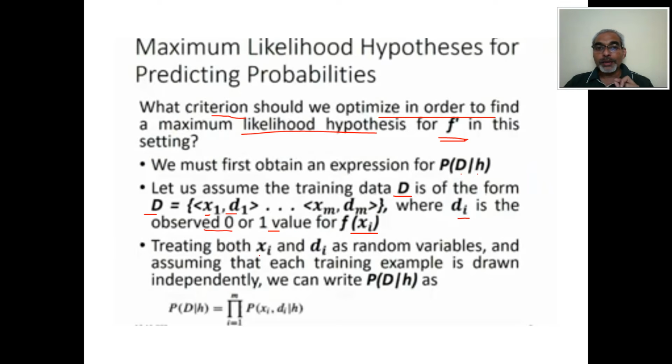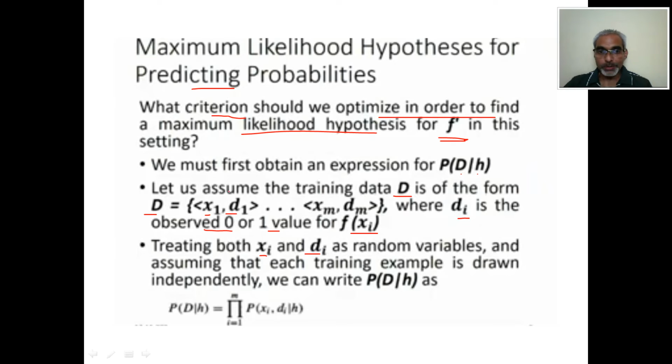Now we treat both xi and di as random variables, because we are talking of predicting probabilities. We are considering non-deterministic probabilities. We don't know what is going to happen. It is not deterministic. We can't tell correctly, right? You have to give a probability. The instances xi that you collect are also random, and the output you get, 1 or 0, whether he is going to survive or die, is also random.